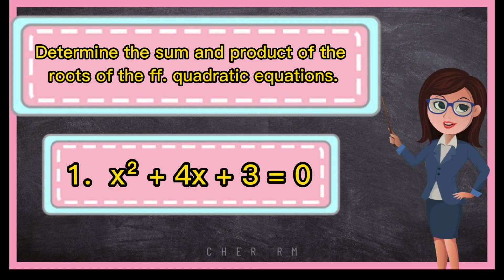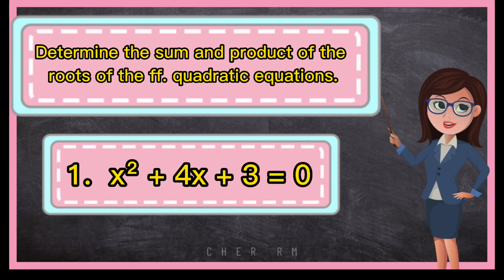Let us have some examples. Determine the sum and product of the roots of the following equations. Verify the answer by obtaining the roots of the equation. Example number 1. We have x squared plus 4x plus 3 equals 0.